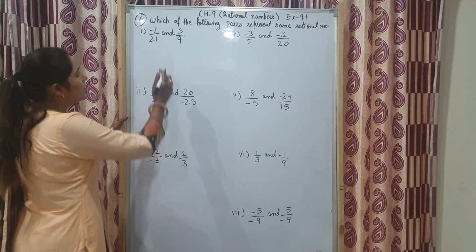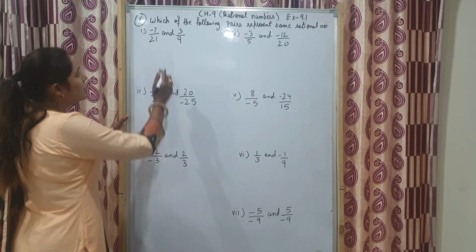How? Just put a sign of equal to and draw a slant line. You will get not equal to. So our answer is whether they are same or not. Answer is no. They are not same because one is a positive rational number and other is a negative rational number. Now we will do question number 7.